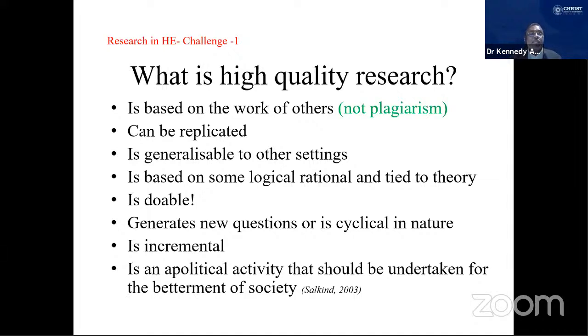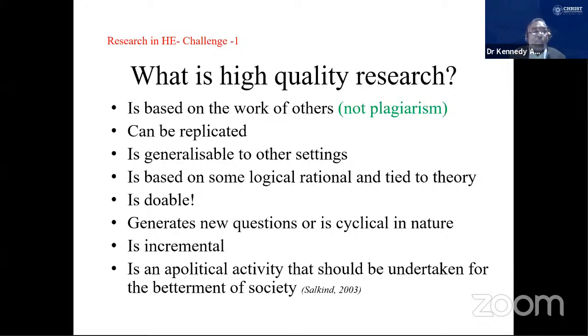Okay, it has to be something that is generalizable to other settings and is based on some logical rationale tied to the theory. It is something which is doable. We need to look at research which is what the experts call community-based research, something which we can bring about a change. Look at how the vaccines for corona have given hope and life. Otherwise, we all would have disappeared like the dinosaurs.